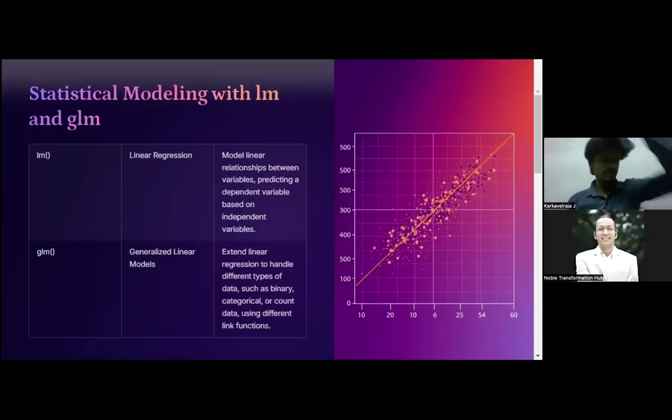Then we are having GLM. It's a generalized linear model, so it extends linear regression to handle different types of data, such as binary, categorical, or count data, using a different link function. So considered in a scratch manner, a GLM is the extended version of a linear model.